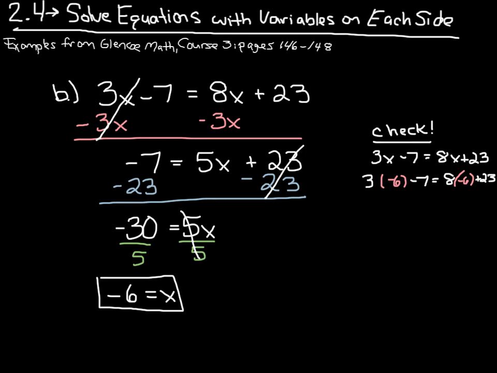Well, 3 times negative 6 is negative 18 minus 7 should equal 8 times negative 6 is negative 48 plus 23. Well, negative 18 minus 7 is negative 25. Negative 48 plus 23 is also negative 25. Since the left side equals the right side in our check, negative 6 does equal x.